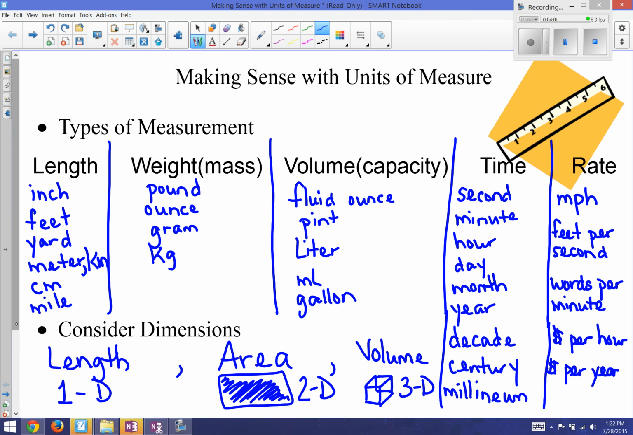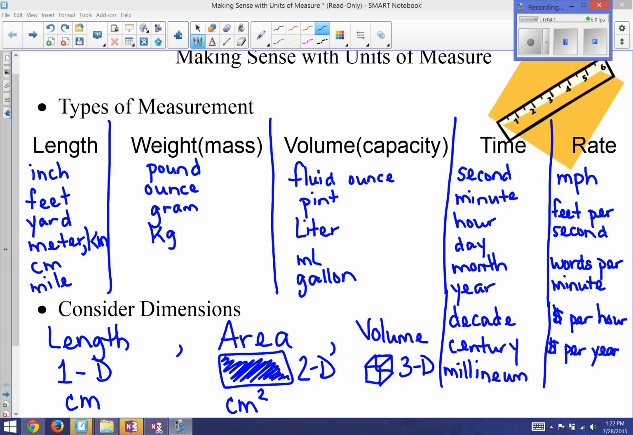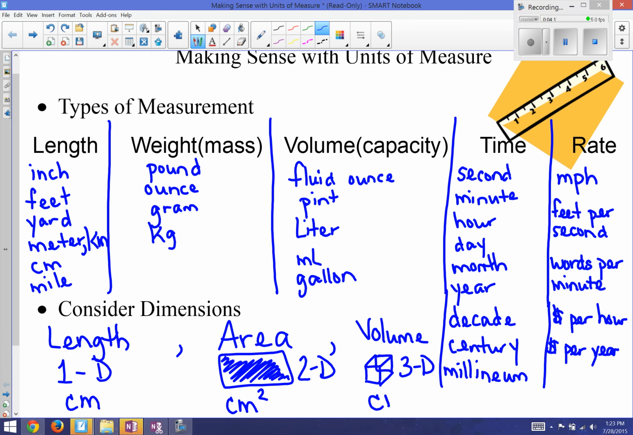If you're measuring length, let's say we would measure it maybe in centimeters. But if it's area, then we would say centimeters squared. And for volume, we would say centimeters cubed for the third dimension, because we've got length, width, and height that we would be covering. Okay, so consider all of those things when we're talking about units and types of measurement.